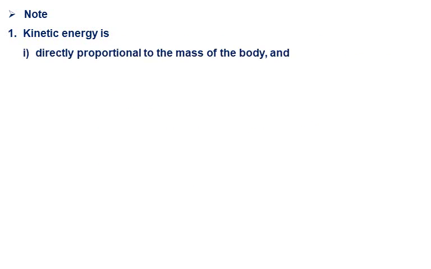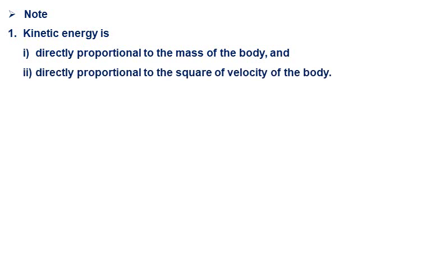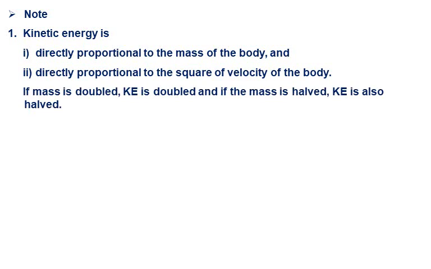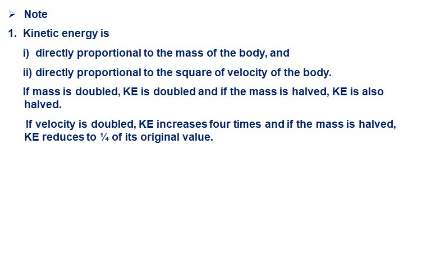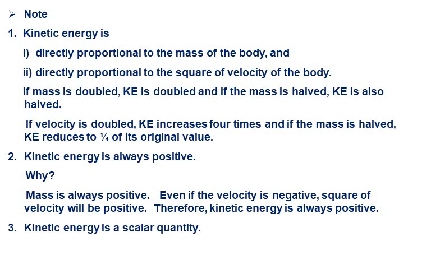Points to be noted: kinetic energy is directly proportional to the mass of the body, and directly proportional to the square of the velocity of the body. So if the mass is doubled, the kinetic energy is doubled. If it is halved, kinetic energy is halved. Similarly, if velocity is doubled, kinetic energy becomes 4 times because it is directly proportional to velocity square. Kinetic energy is always positive, as mass is always positive and the square of the velocity will also be positive. Kinetic energy is a scalar quantity.